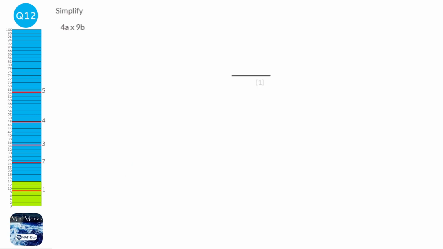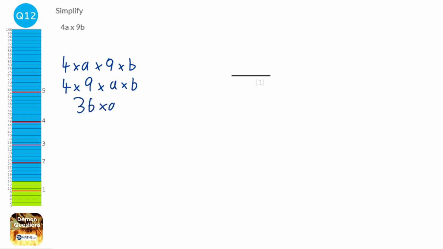When a number is next to a letter, we actually have a times sign there, so I'm going to rewrite this question as 4 times A times 9 times B. What I'm going to do is put the numbers together, so 4 times 9, and then put the letters at the end. Now 4 times 9 is 36, so it would be 36 times A times B, and in algebra we don't put the times signs, so it's 36AB.